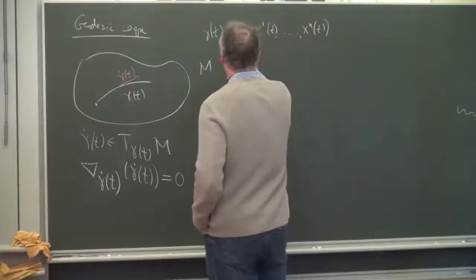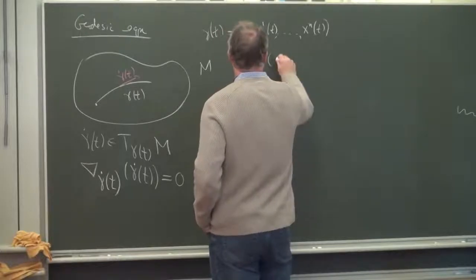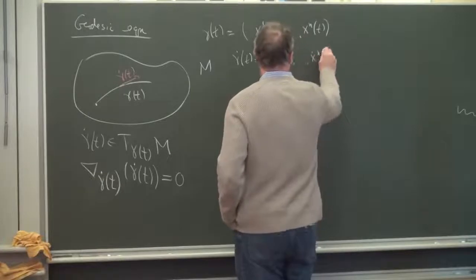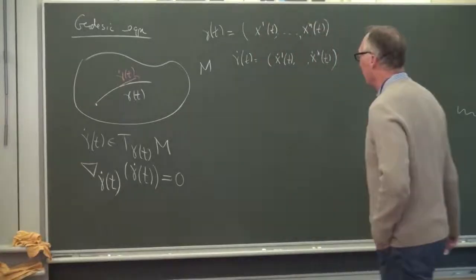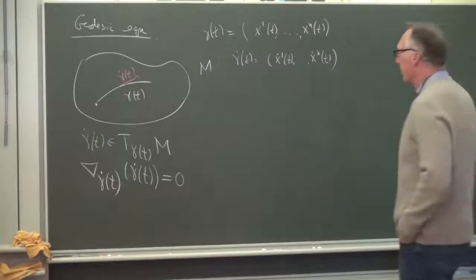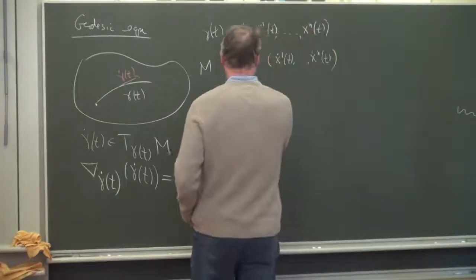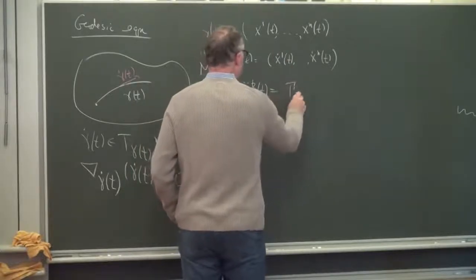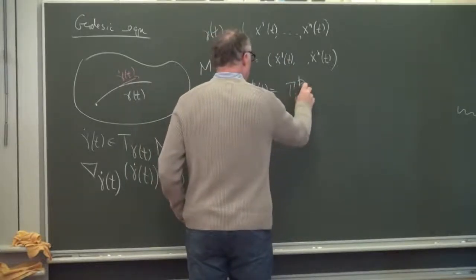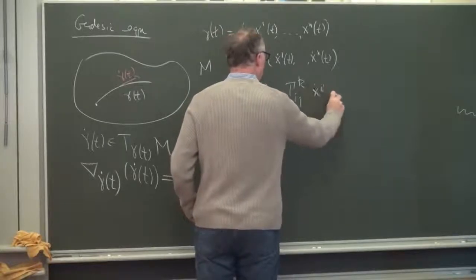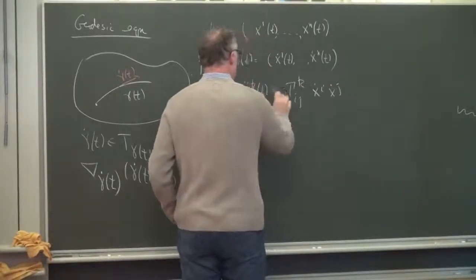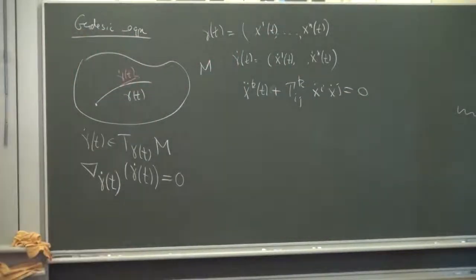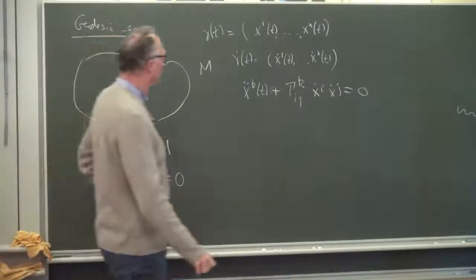Its first derivative, its tangent vector, is of course just the first derivatives, given by the first derivatives of the coordinates as a function of t, and the geodesic equation becomes a second order equation, a linear second order equation.